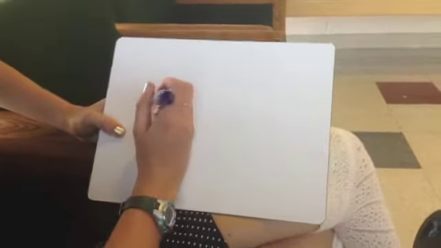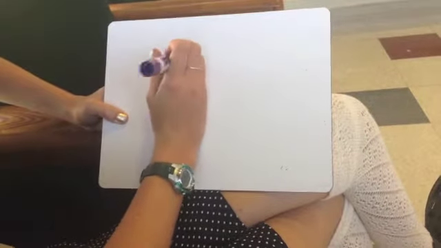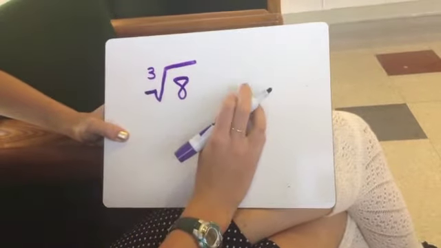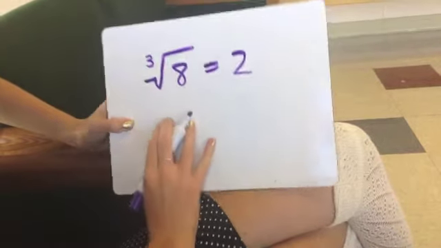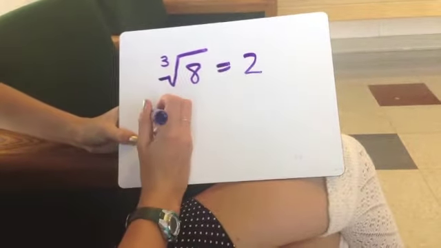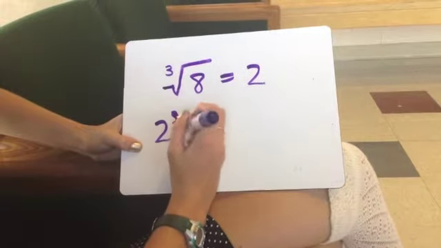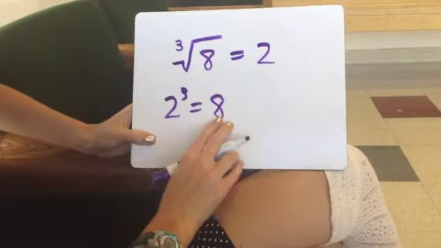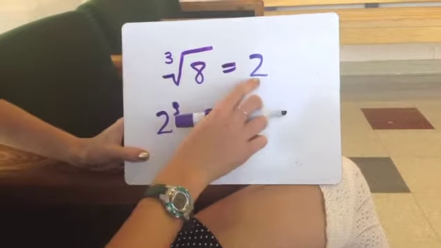Now, let's attempt to conquer this problem. The problem looks like this. Cube root of 8, the square root of 8 with an index of 3. The answer is 2. To figure this out, we know that 2 to the 3rd equals 8. So therefore, the root of 8 with an index of 3 would then equal 2.